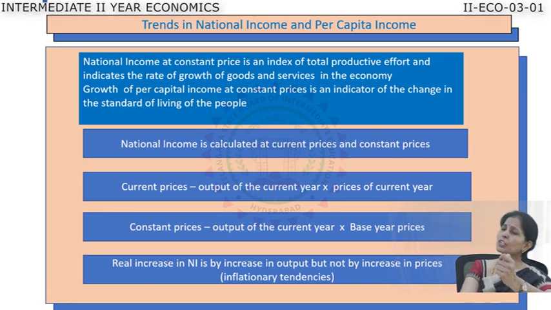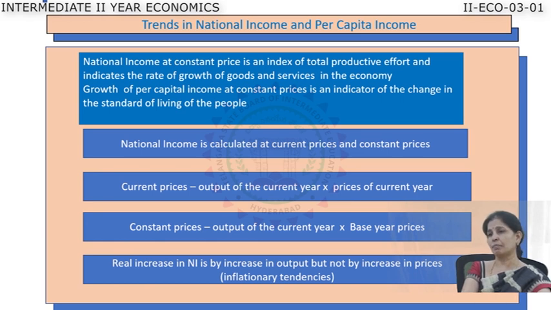There are two ways to calculate the national income. The national income is calculated at current prices and it is also calculated at constant prices. Let us see what exactly this is. When we are calculating the national income at current prices, how do we measure this? How do we get that?